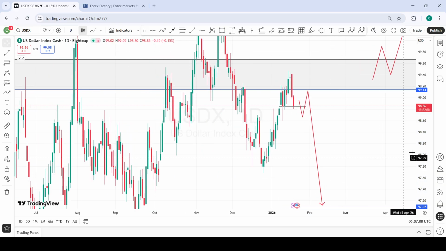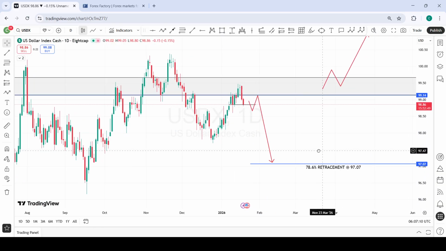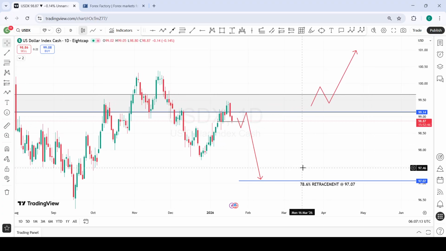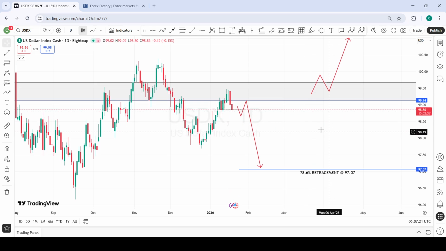So we are currently bearish. We are looking at the bearish side of things for DXY. Should price break above this zone and come for a retest, then we are going to continue to the upside. Until then, we are looking at the bearish side for DXY for the coming week.